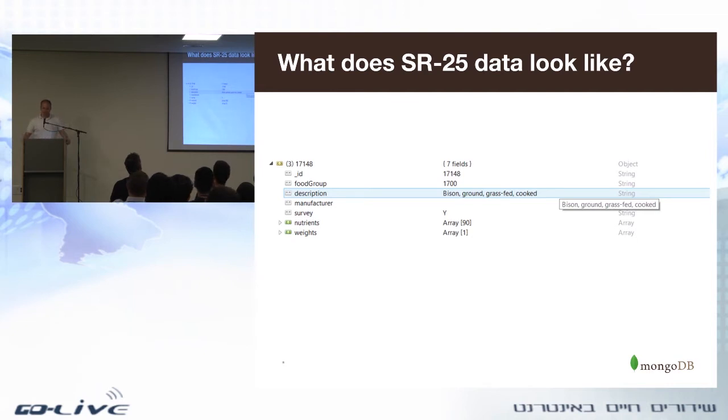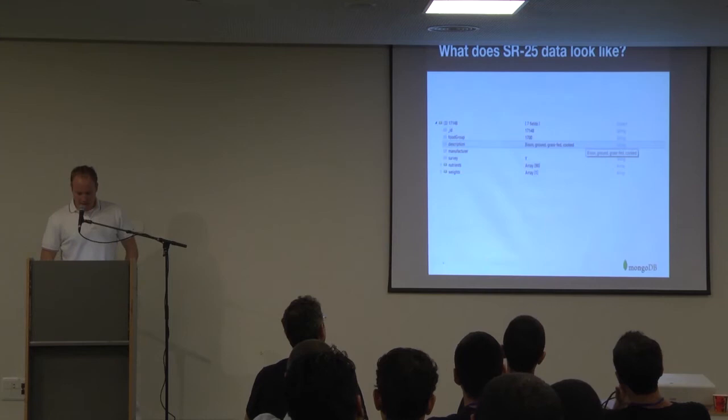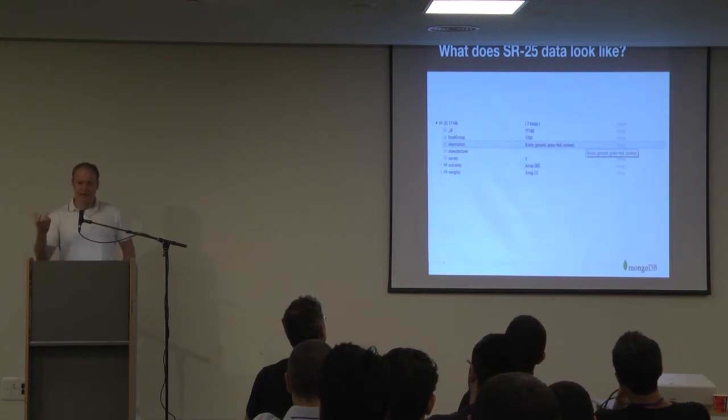A food item is something that you might expect. It looks like this. There is a bison, which is a nice type of meat that I like to eat. It has a description. There's an associated ID and food group that come with the data set, but mostly what's important here is that each food item has a human readable description that is unique. In addition to that, there is an array of nutrients for that particular food and an array of weights, which are common serving sizes for that particular food.